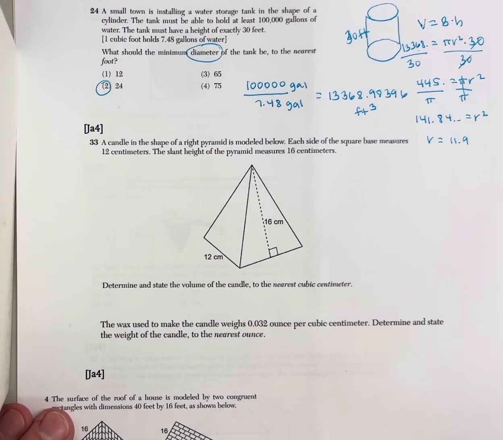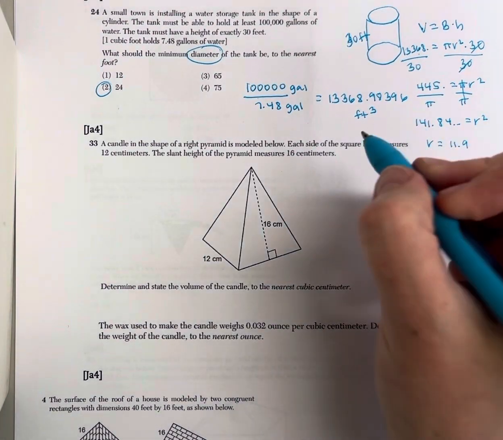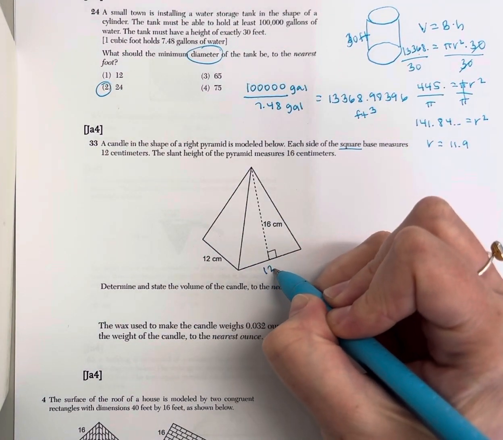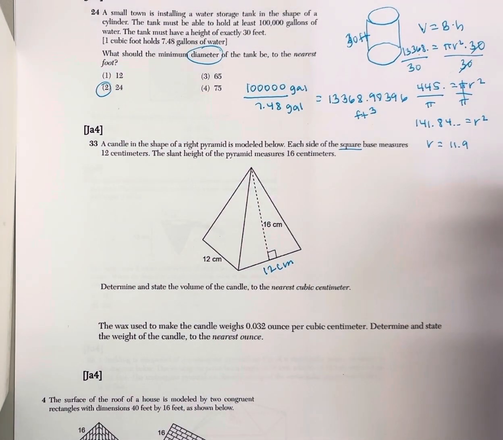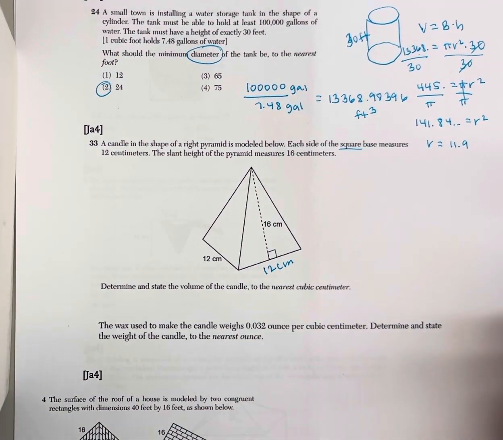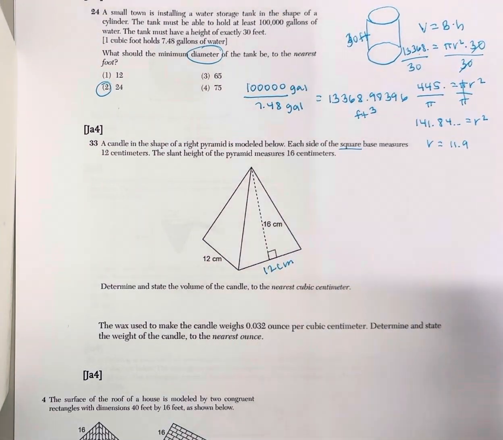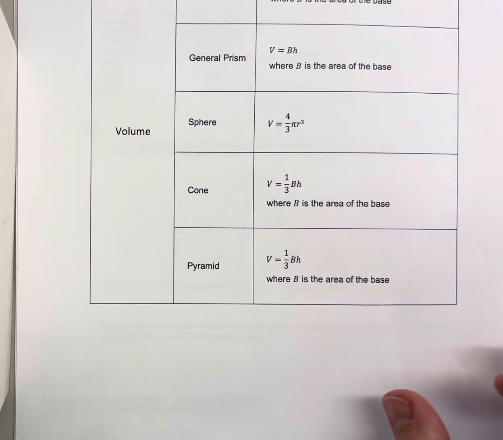All right, 33 says, a candle in the shape of a right pyramid is modeled below. Each side of the square base measures 12 centimeters. The slant height of the pyramid measures 16. Determine and state the volume of the candle to the nearest cubic centimeter. So, pyramid, 1/3 capital BH.